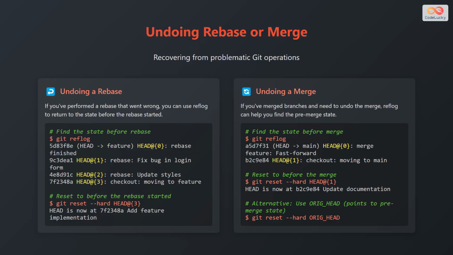If you've merged branches and need to undo the merge, reflog can help you find the pre-merge state. Run git reflog and look for the checkout before the merge. Reset to before the merge using git reset --hard HEAD@{1}. Alternatively, you can use git reset --hard ORIG_HEAD, which points to the pre-merge state.